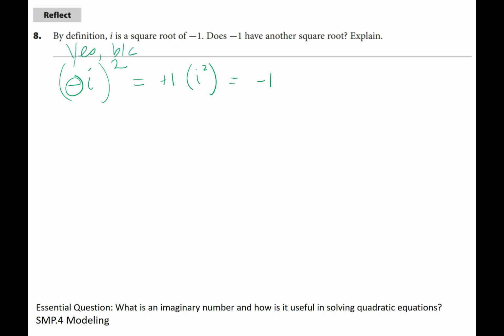And it's because negative i is also a square root of negative 1. Yes, negative i is also a square root of negative 1 because squaring negative i also gives negative 1.